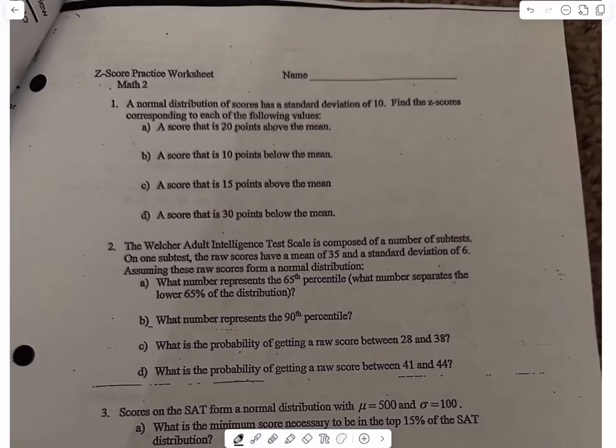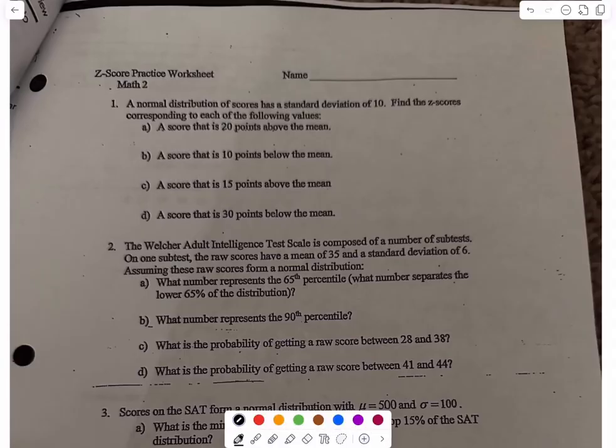So I think we're getting to the bottom of some of these. This one says a normal distribution of scores has a standard deviation of 10. Find the z-scores corresponding to each of these. My battery is really low, so I'm not able to use my microphone right now. In the interest of time, that's why I'm going ahead and making this video. So hopefully you can hear me okay. It shouldn't be as clear as when I have my microphone in, but you should be able to hear me okay.